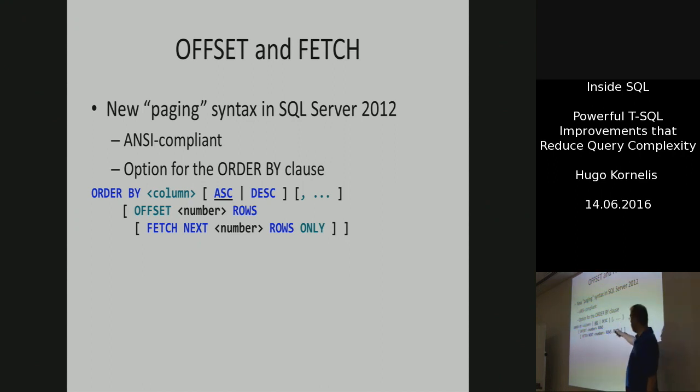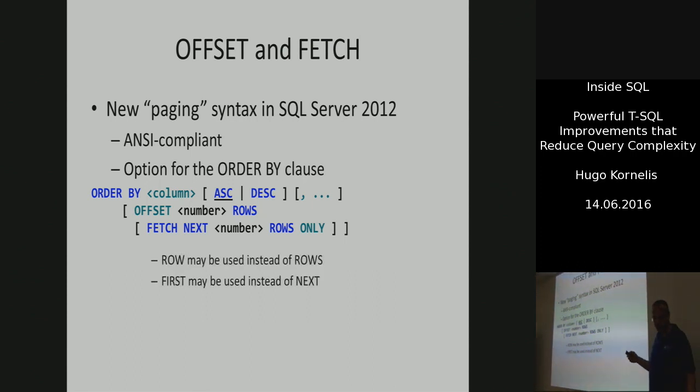Or you can say only the offset, and then you just skip a number of rows. Or you can specify both an offset and the fetch next. You cannot do only the fetch next without the offset, but you can specify an offset of 0. Some syntactical sugar: row or rows, first or next, whatever.